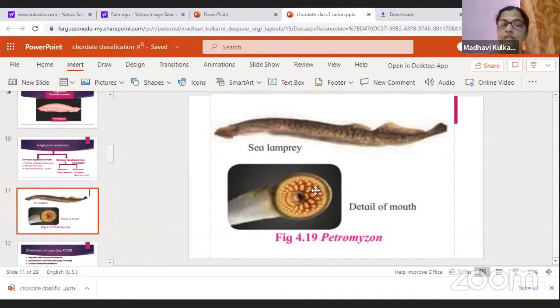In this diagram, the mouth shows the presence of sharp teeth-like structures. And this animal, with the help of this circular mouth, gets stuck to the higher fishes and starts sucking the flesh and the blood of the other fishes in the seawater. So this sea lamprey or Petromyzon is an ectoparasite, a blood-sucking chordate animal.